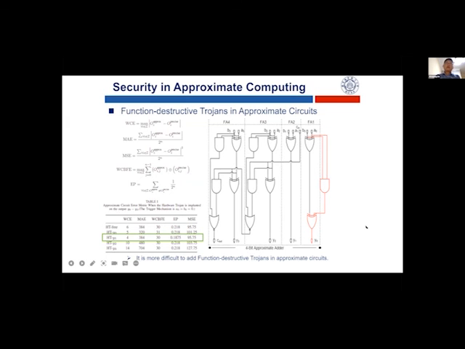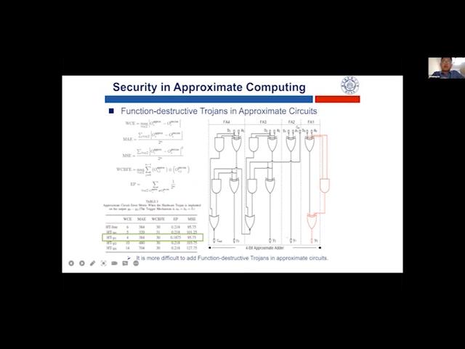Okay, so as the last part, I will discuss some security issues in approximate computing itself. As we know, in hardware design we have some threats from hardware trojans. So we have studied two kinds of trojans in approximate circuits. One is the functional destructive trojan.